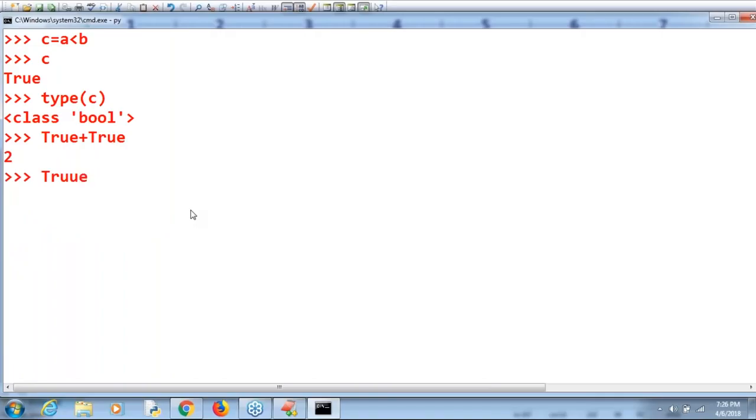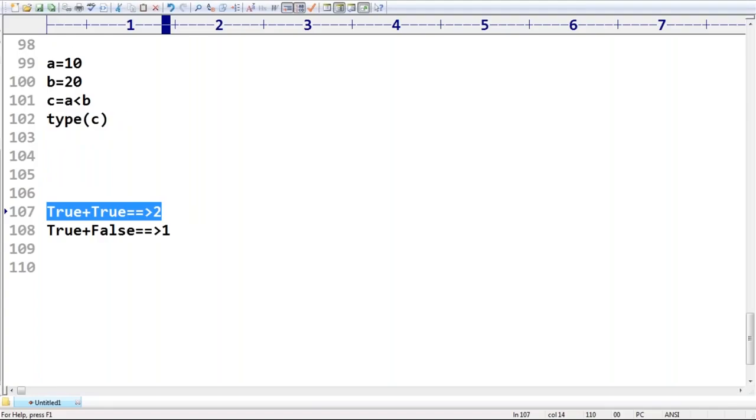Now true plus false. Then automatically 1 itself is the answer. So internally, Boolean values are represented in memory in the form of 1 and 0. 1 means true, 0 means false. Wherever numbers are required, if you use Boolean values, the corresponding 0 and 1 will be considered.